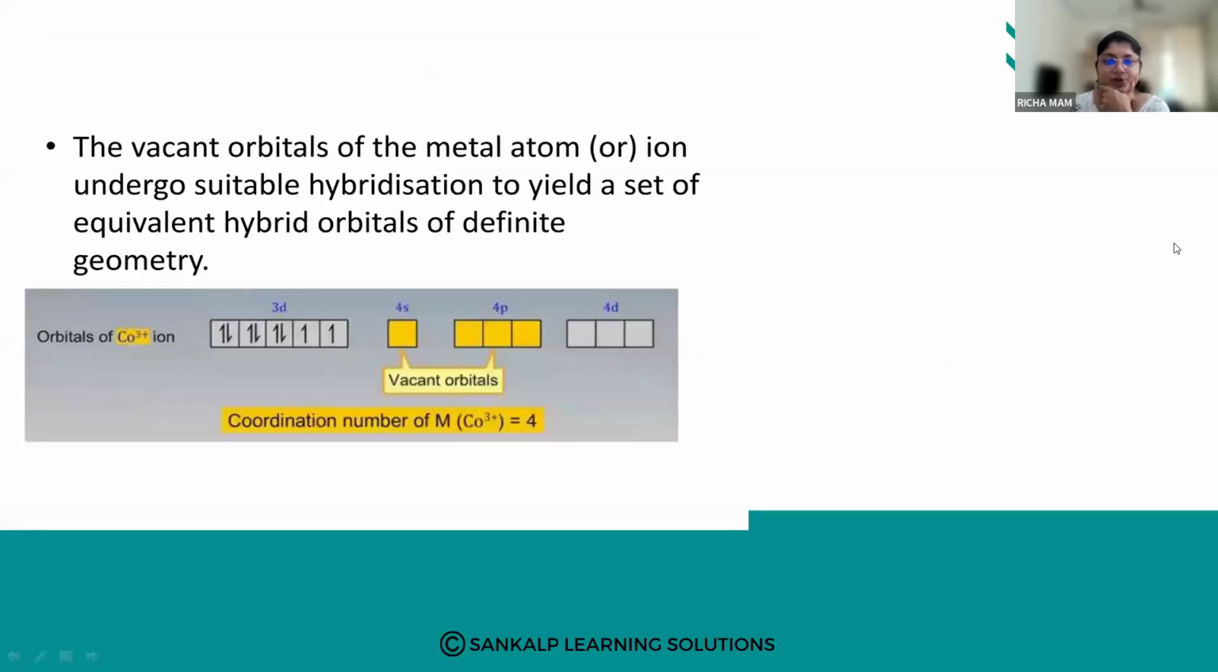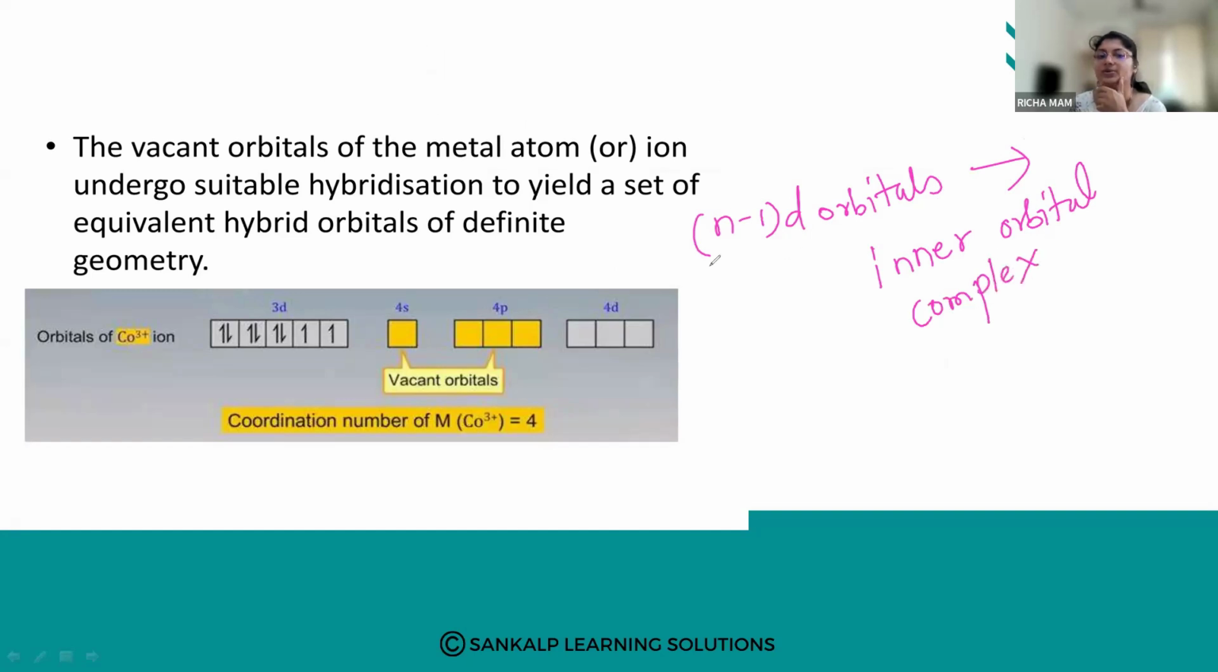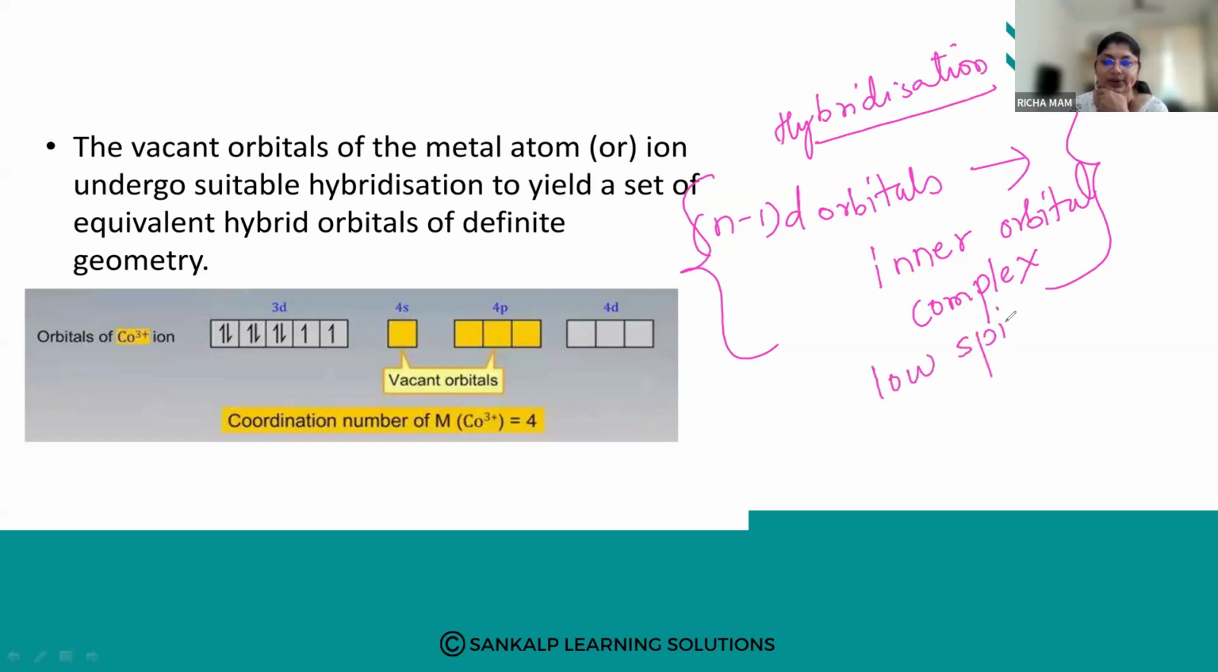While we are using hybridization, when we use different orbitals, if we are using the (n-1)d orbitals, then the complex is called the inner orbital complex. Please remember this, because when we are solving complexes you will come to know. Using (n-1)d orbitals during hybridization gives rise to the inner orbital complex, also called the low spin complex.